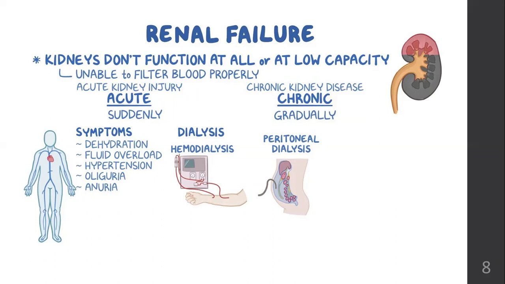Acute renal failure and chronic renal failure are the two types of renal failure. What happens here is the kidneys don't function at all, or are functioning at extremely low capacity. The kidney is not able to filter blood properly. In acute renal failure, it happens suddenly.